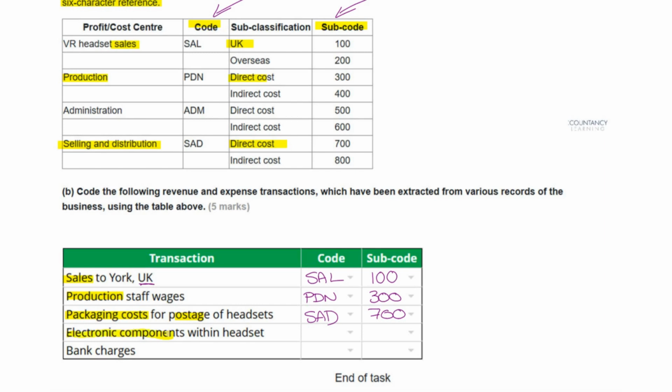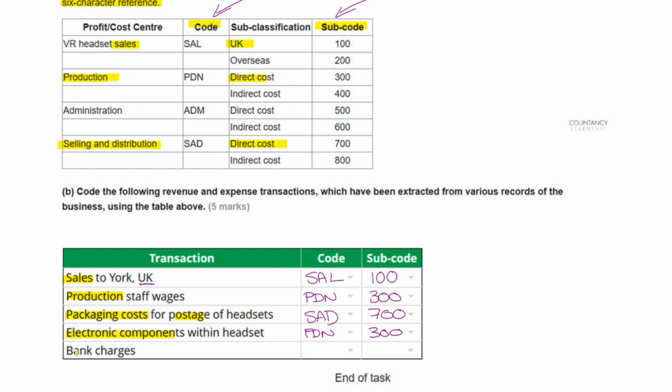Electronic components within the headset. This is what actually goes in to make the headset, so this is part of our production again. And because it's making the headset, it's going to be a direct cost once again. So our 300 subcode.